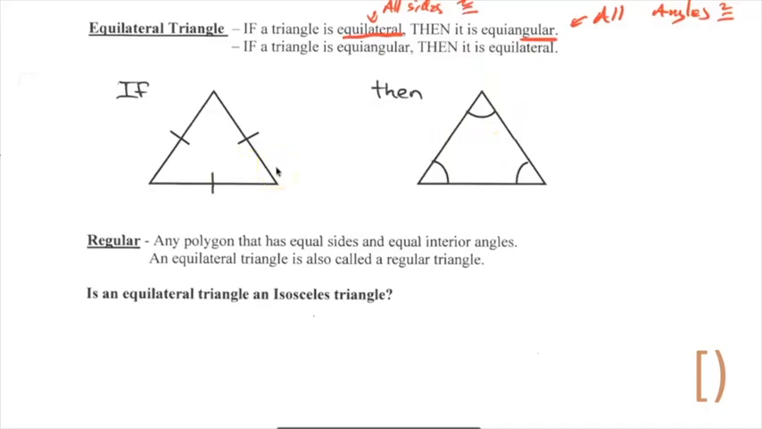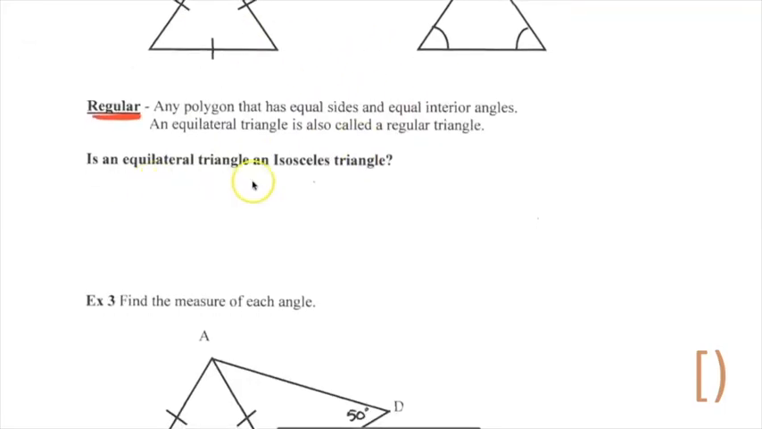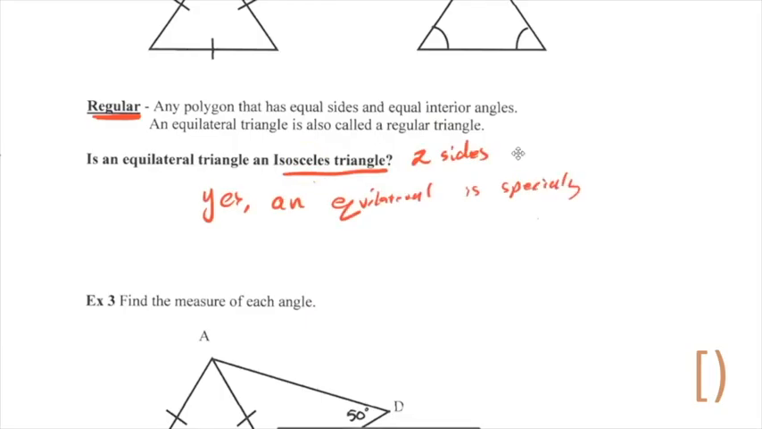We have a name for that term. It's called regular. If you ever hear someone say it's a regular figure, a regular polygon, a regular triangle, this means all the sides and all the angles are congruent. Is an equilateral triangle an isosceles triangle? Yes. Isosceles just says two sides the same. And actually, an equilateral triangle is a special type of isosceles triangle, the special type where all the sides are equal.